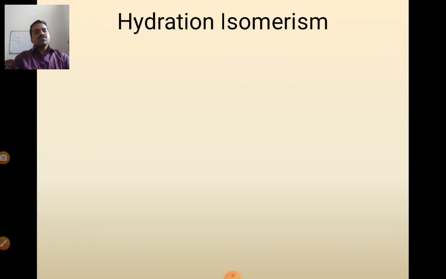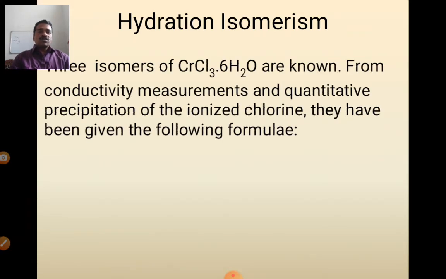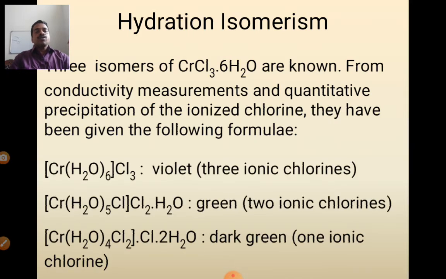The second type of isomerism is hydration isomerism. It is quite similar to the previous one, but in this the position of water molecules changes, inside and outside of the coordination sphere. As the position of water molecules is changing, it is called hydration isomerism or hydrate isomers. For example, there are three different isomers of the molecular formula CrCl3·6H2O. In the first one, which is violet in color, there are three chloride ions outside the coordination sphere, and all water molecules are inside the coordination sphere.